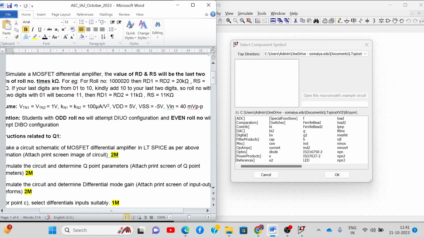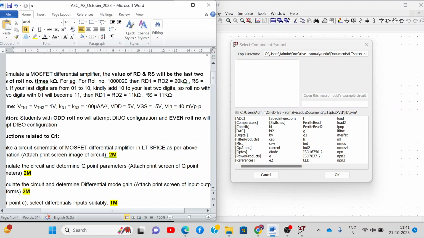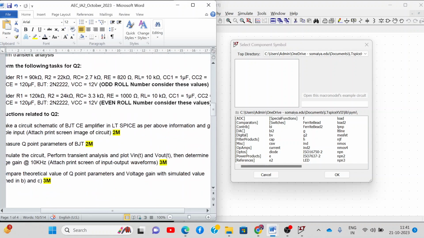Now in the sample numerical I have taken RD1 and RS values different. You have to take them the same. So read the question carefully. If you take a wrong value, you will get 0 marks. Again I'm telling, for both the classes, A and B division.